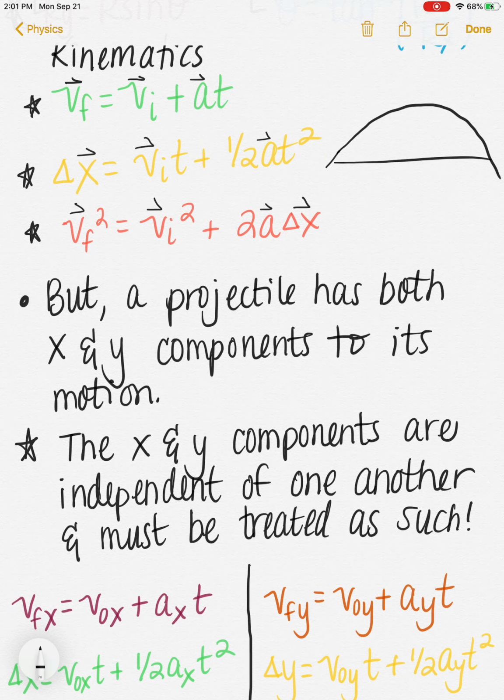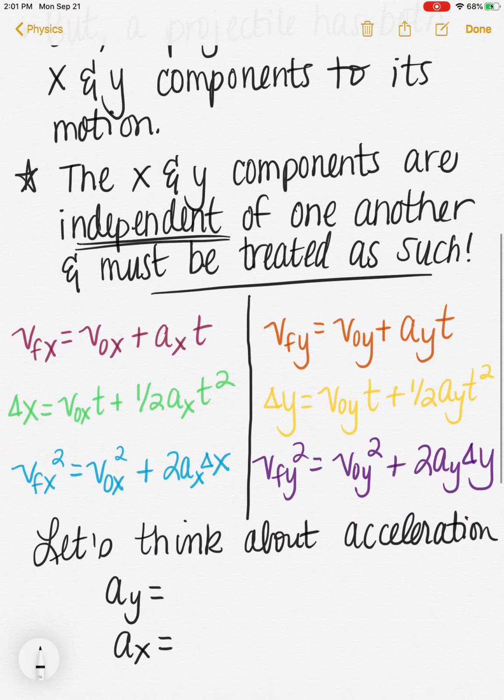Now, some important statements to make. A projectile has both x and y components to its motion, and the x and y components are independent of one another, and therefore they must be treated so. So we have to break them into x and y components.